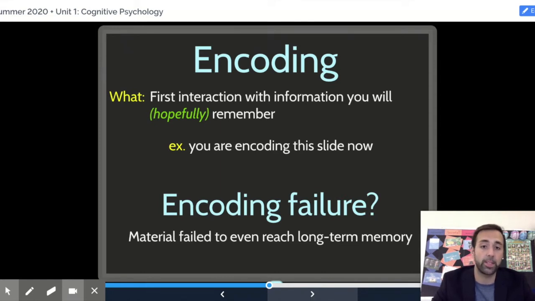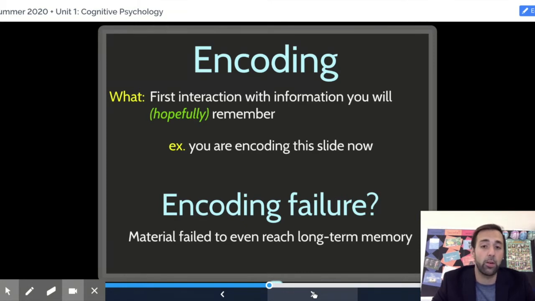Under those circumstances, it's likely that you're experiencing what's called an encoding failure, meaning you didn't pay enough attention, or the manner in which you were listening wasn't super effective, or perhaps just the technique to deliver the information wasn't effective. And as a result, that information never really made it to your long-term memory. It's not even there to remember when you're at home doing your homework.